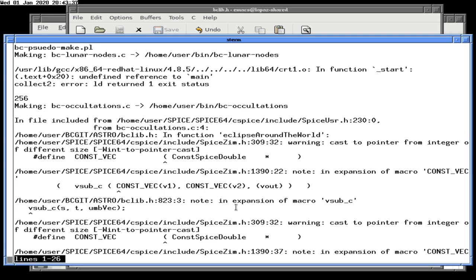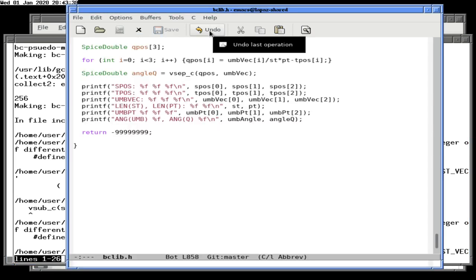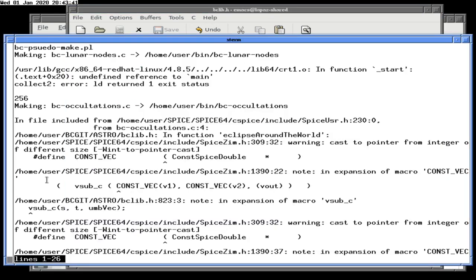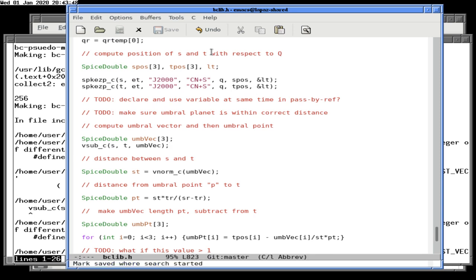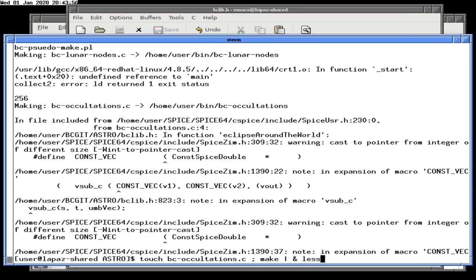Aha! Wait, what? Expansion in macro vsub. Okay, so I've done something wrong with my vsub here. S and T. Yes, it would be good if I said S pos and T pos, which are actually vectors, and not S and T, which are integers. That would be helpful. Okay.